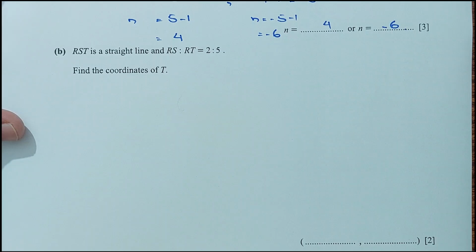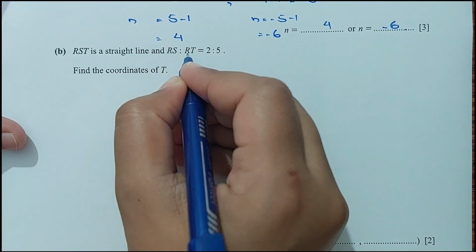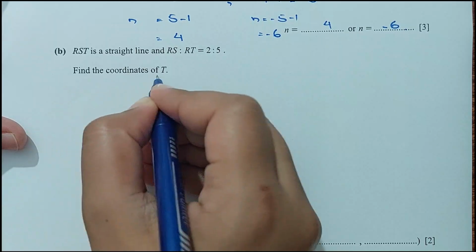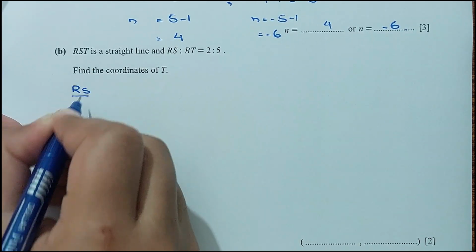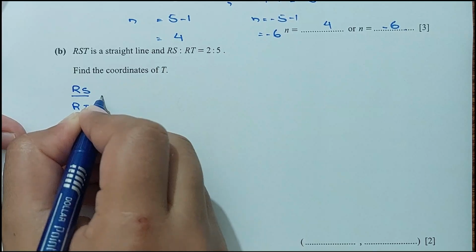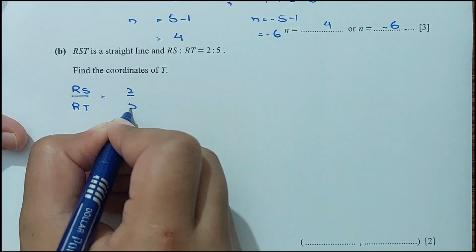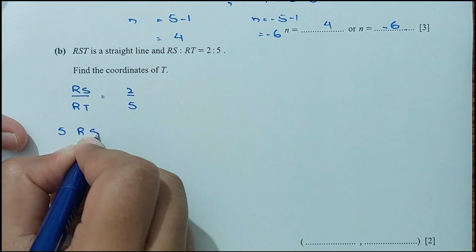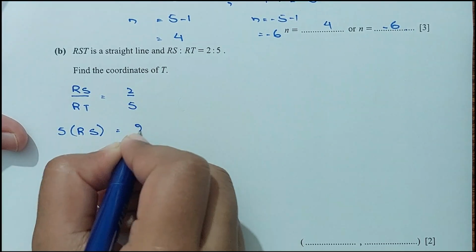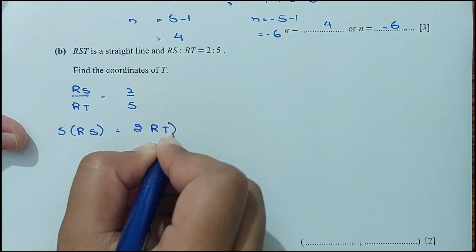Now for part B, RST is a straight line. RS and ratio RT is 2 by 5. Find the coordinates of T. So we have a given ratio RS over RT equals 2 by 5. Let me do the cross multiplication, which is 5 times RS equals 2 times RT.